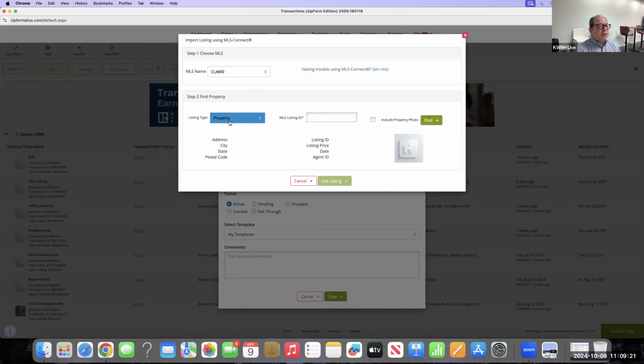So if you're importing MLS data into your offer, just check here on the listing type. Property is the only option here, so that's fine. It used to be income, land. You'd have to select what type of property, but I guess not anymore. Just enter the MLS ID and then press find.